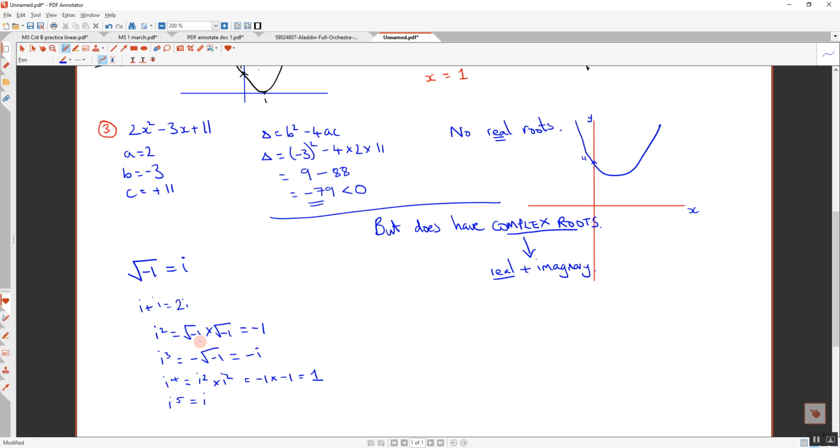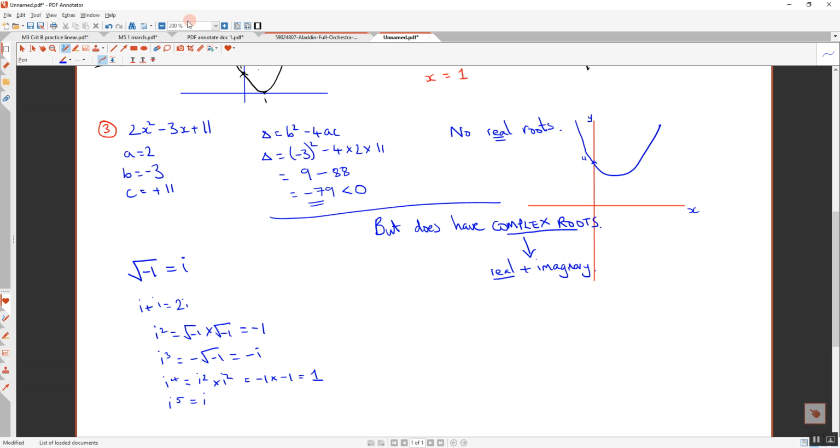Now this is why it's really important that you understand exponents. There's nothing really that complicated going on here. It's just a little pattern, and if you know your exponents, it's dead easy to work out. So although this does not have real roots, there will be complex roots that we will be able to find for this equation, and they will involve a real part and an imaginary part. This is something that you will do next year.